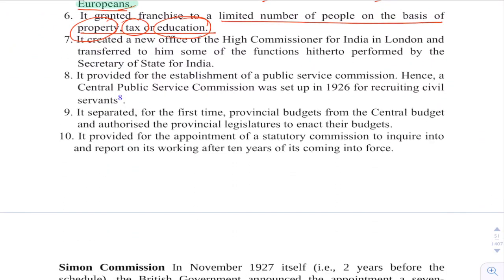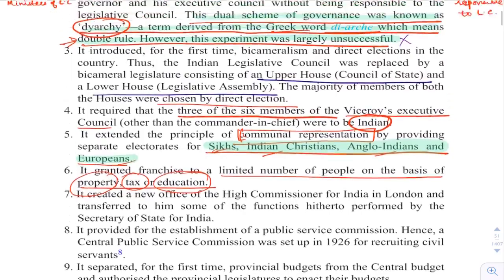It created a new office of the High Commissioner for India in London and transferred to him some of the functions hitherto performed by the Secretary of State for India. तो एक नया ऑफिस क्रिएट हुआ.